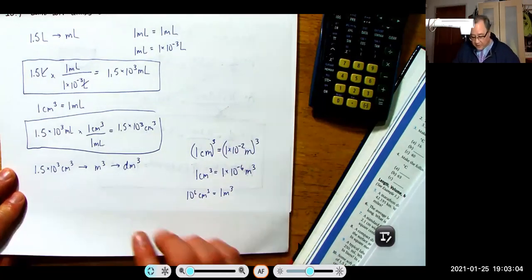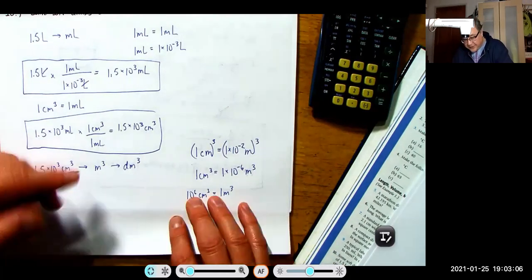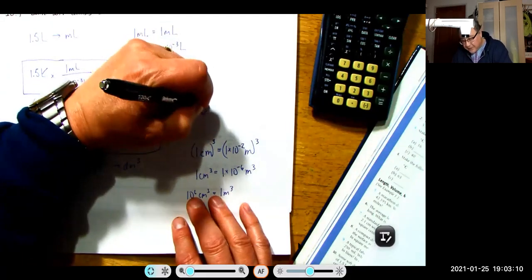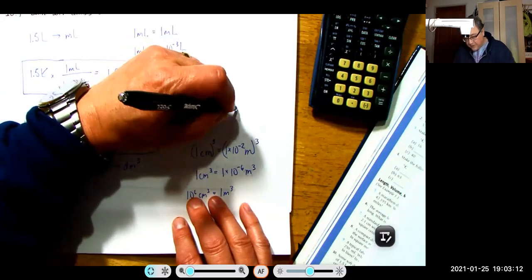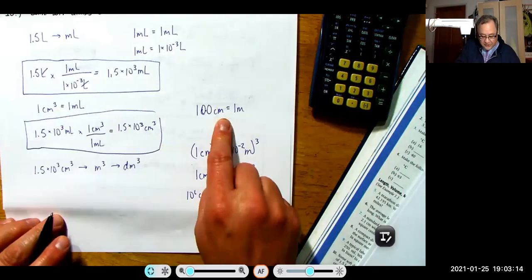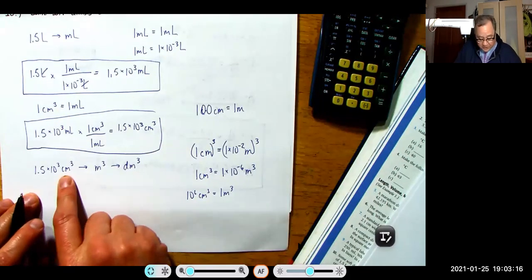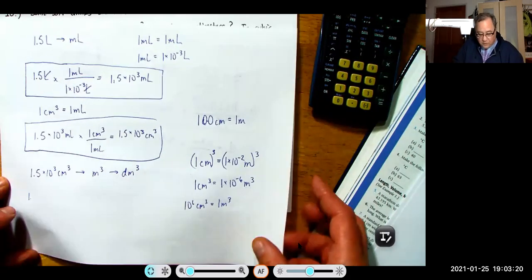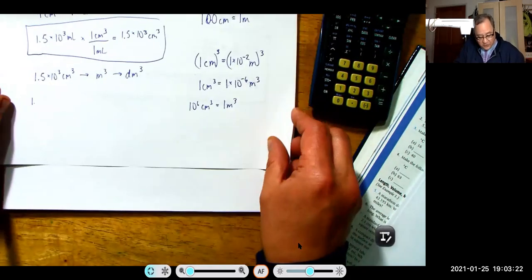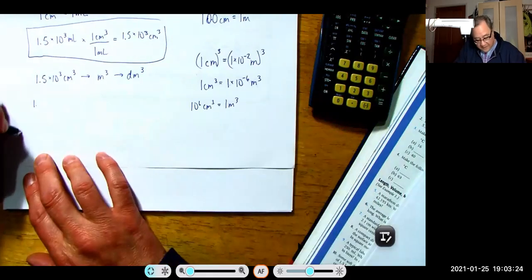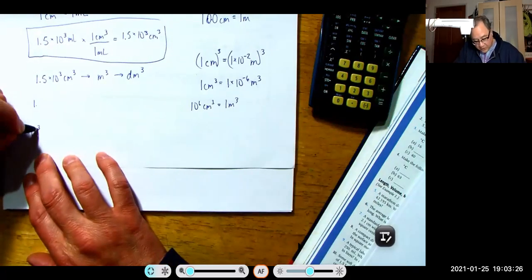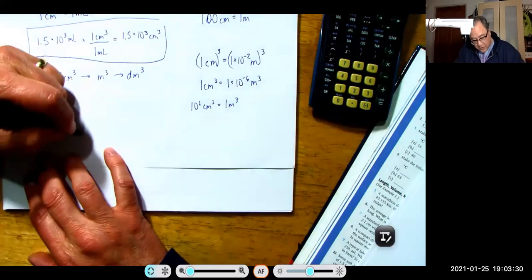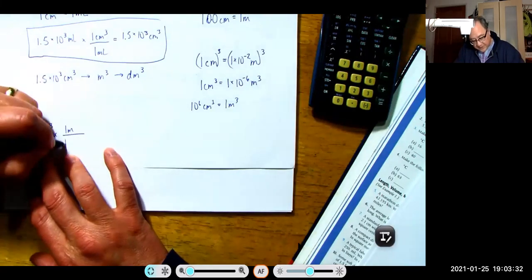Let me show you another way to do it, where I'm going to use 100 centimeters is 1 meter. So let me show you how to use this and go from centimeters cubed to meters cubed. I'm going to need a little bit more room to work. So I'm going to write 1.5 times 10 to the third centimeters cubed times 1 meter over 100 centimeters.